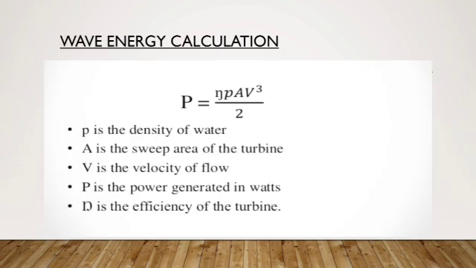Tidal energy calculation. The equation for power is P equals eta rho A V cubed divided by 2. Here, rho is the density of water, A is the sweep area of the turbine, V is the velocity of flow, P is the power generated in watts, and eta is the efficiency of the turbine.